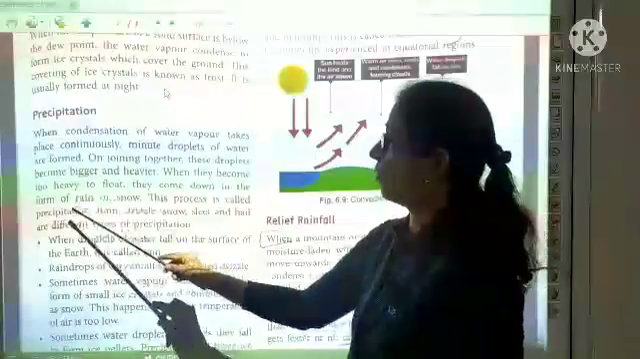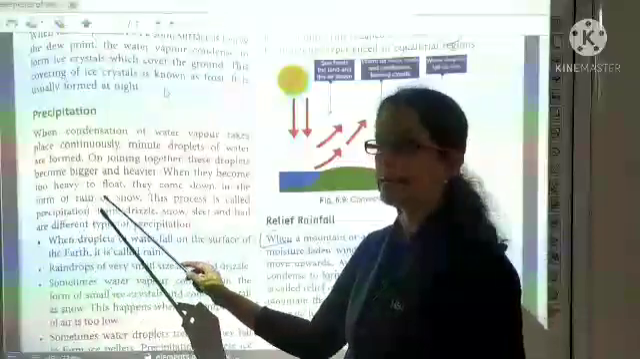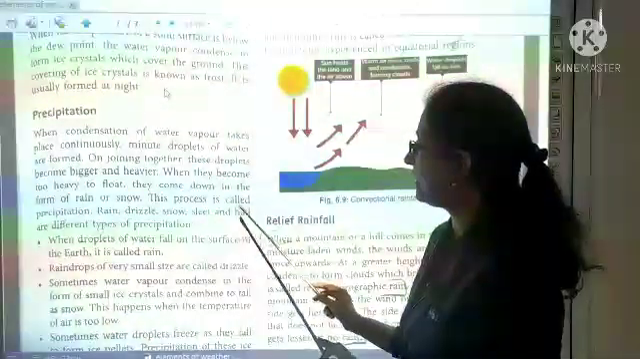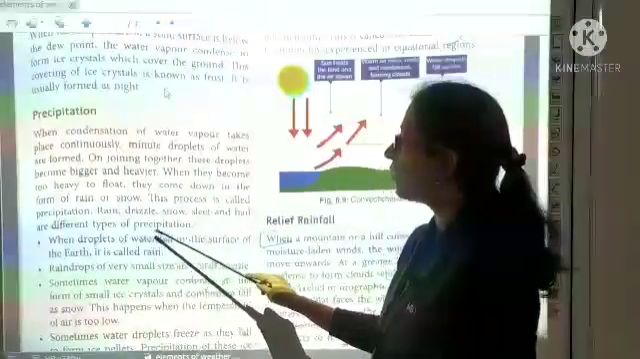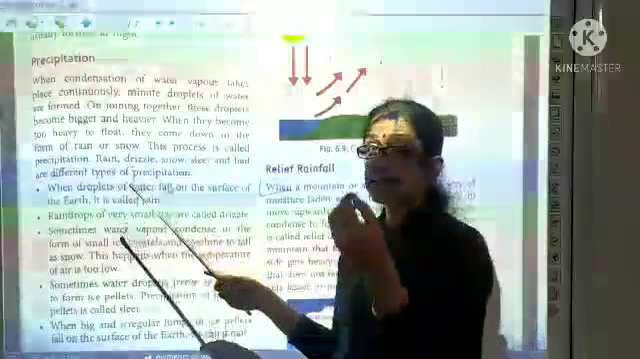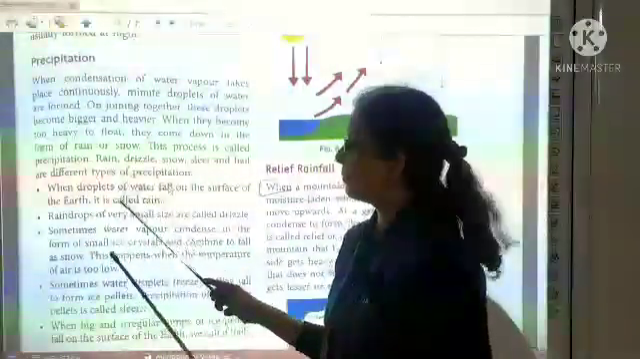They come down in the form of rain or snow. This process is called precipitation. So falling of rain and snow is called precipitation. Rain, drizzle, snow, sleet and hail are different types of precipitation. जो अपने जो ओले गिरते हैं वो, रेन और जो ड्रिजलिंग होती है बूंदाबांदी जो अपन बोलते हैं, वो ये सारी, स्नो, ये सारी क्या कहलाते हैं, precipitation.